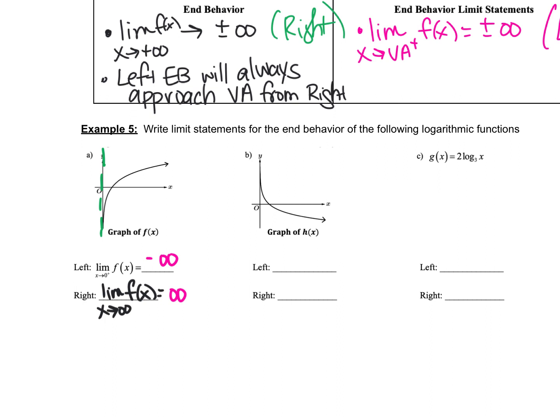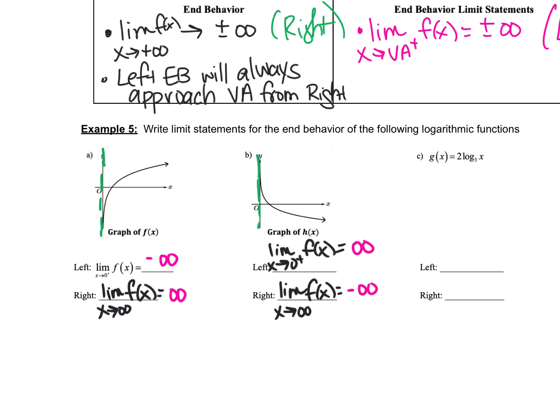All right, on that left-hand side, we want to approach the asymptote. What's the asymptote? 0, okay? So we're going to take the limit as x approaches 0 from the right. And which way are our y values going? Up, so positive infinity. And then we're going to take the limit as x approaches infinity. So as we go out to the right, what are our y values doing? They're going down for real.